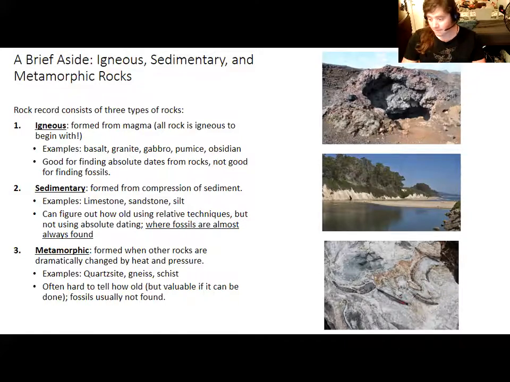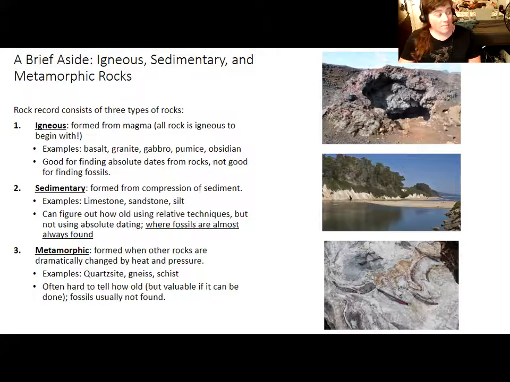Now, if the rocks get transformed by heat and pressure, we get metamorphic rocks. Metamorphic rocks include pretty ones like this skarn, and metamorphic rocks often have banding. They often look kind of warped, like they've been put through a taffy puller, and that's the heat and pressure being involved. You also have gneiss and schist or quartzite.